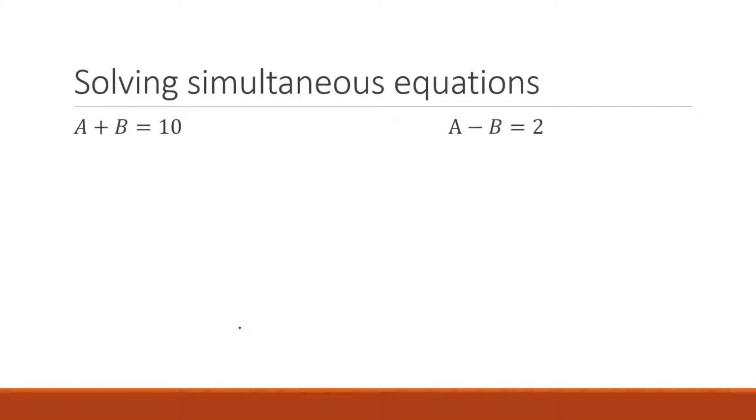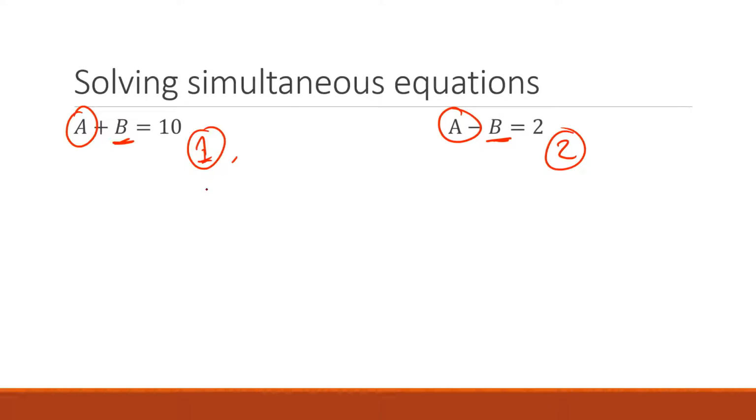Simultaneous equations are when you take two or more equations and they refer to the same thing. The A in this equation is the same as the A in this equation, and the B in this equation is the same as the B in this equation. Because we know two facts about two unknowns, we can use these facts to figure out a value for A that works for both of those, and a value for B that works for both of those.